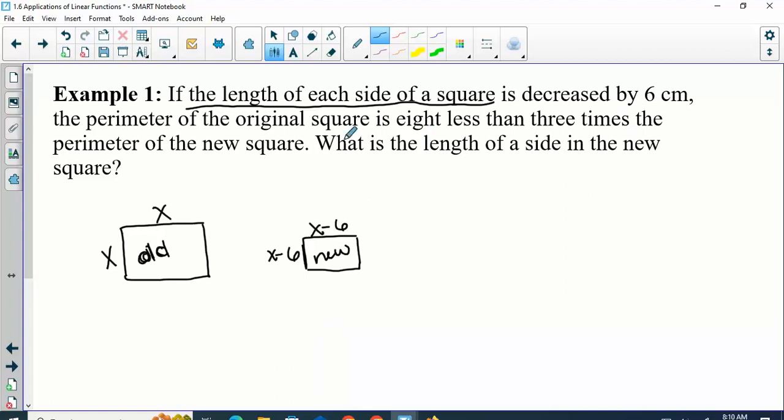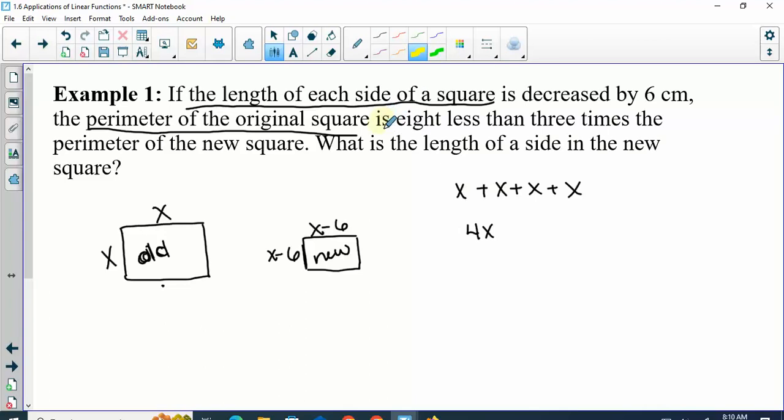All right, let's go back and keep reading. The perimeter of the original square. What is perimeter? All sides. Adding up all the sides. So you could write it as x plus x plus x plus x. Or we could just say, okay, there's 4 of them. So it'd be 4 times x. So either way, that's the perimeter of the original.